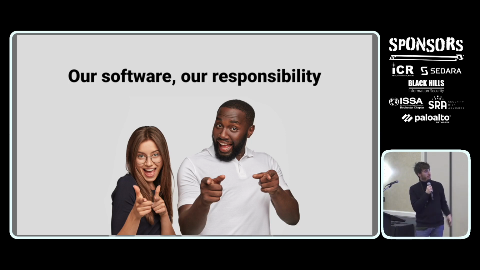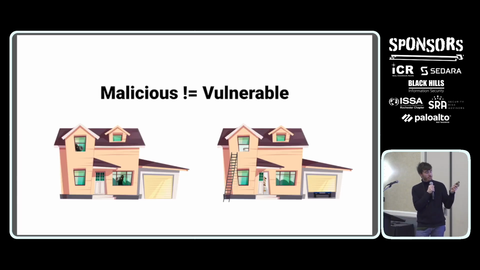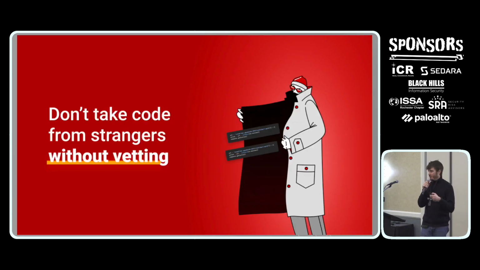So there's that. And also, we need to understand that malicious is not the same as vulnerable, because a vulnerability is a logical flaw. You know, somebody by mistake, without paying attention, made a mistake. Maliciousness is someone intentionally doing something bad to harm other people. So we can't issue a CVE on a malicious package. We need to find another solution. And that's it, guys. Just don't take code from strangers without vetting.